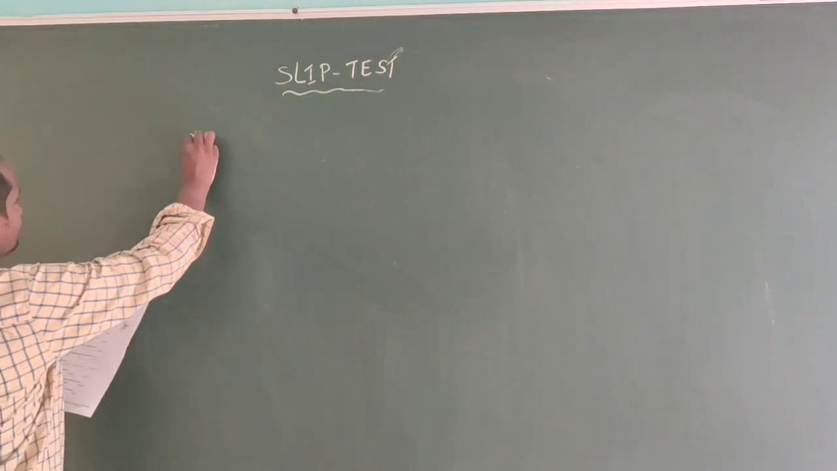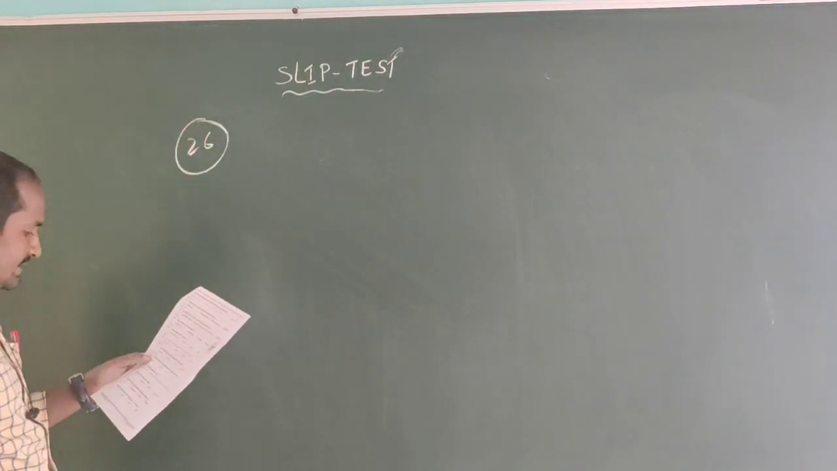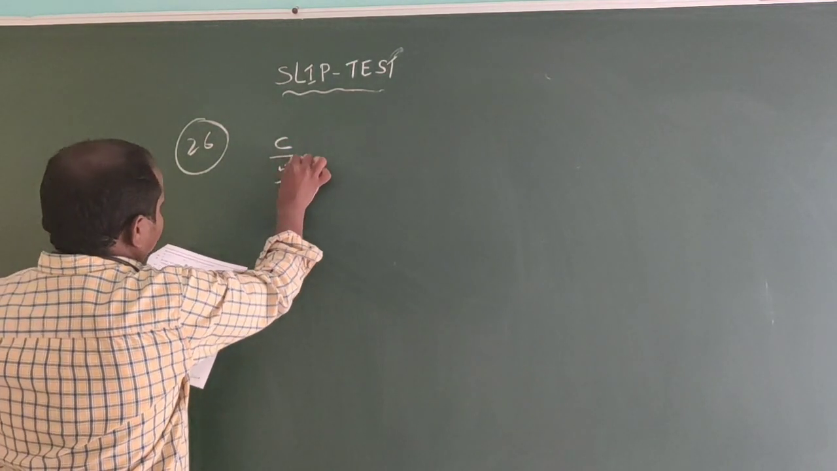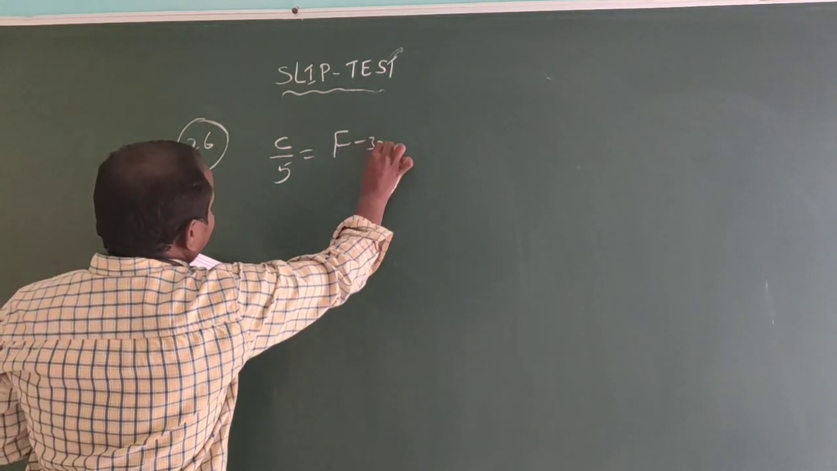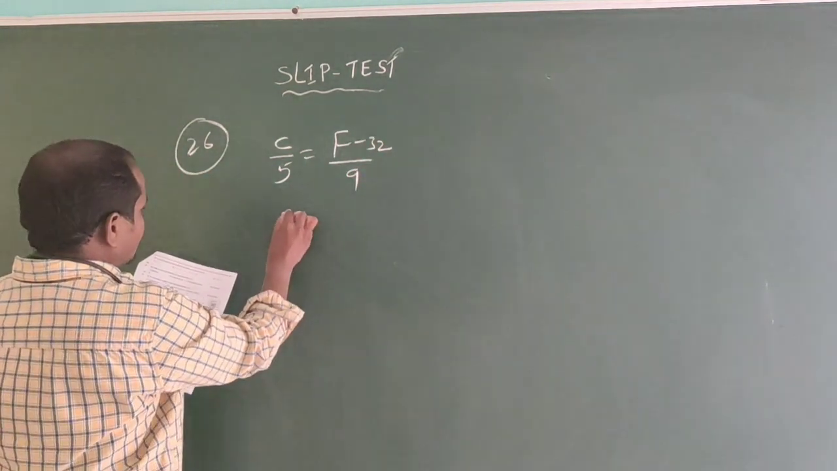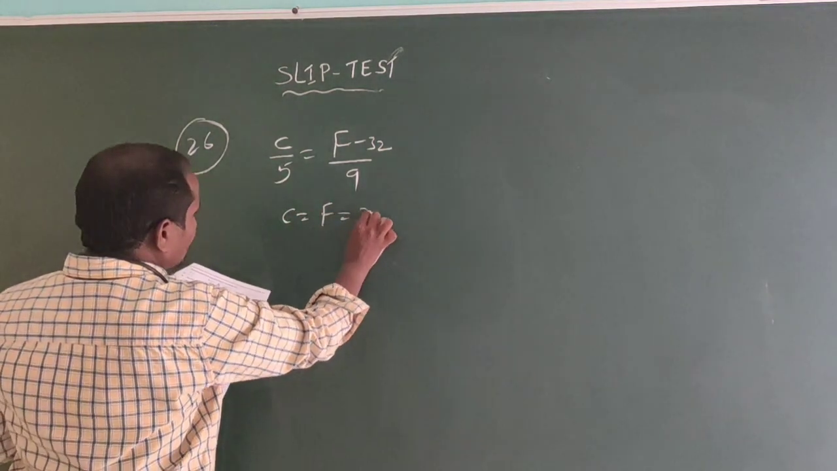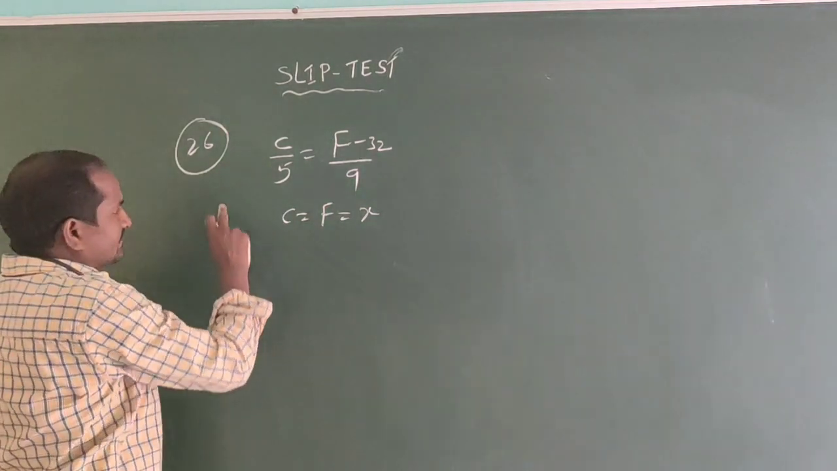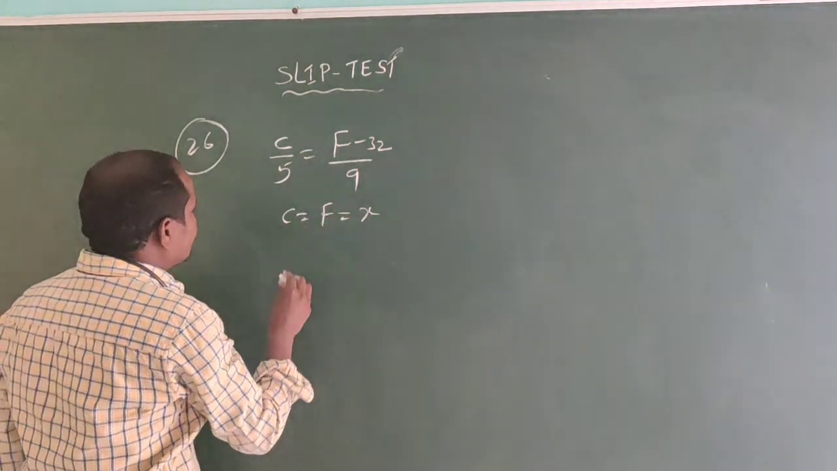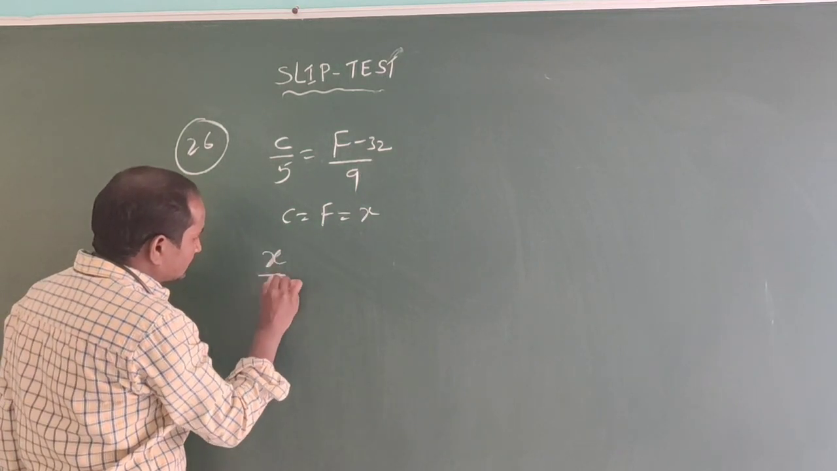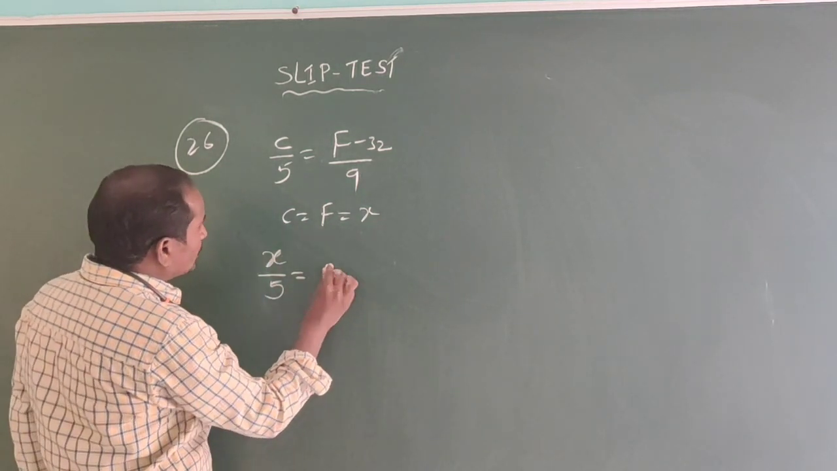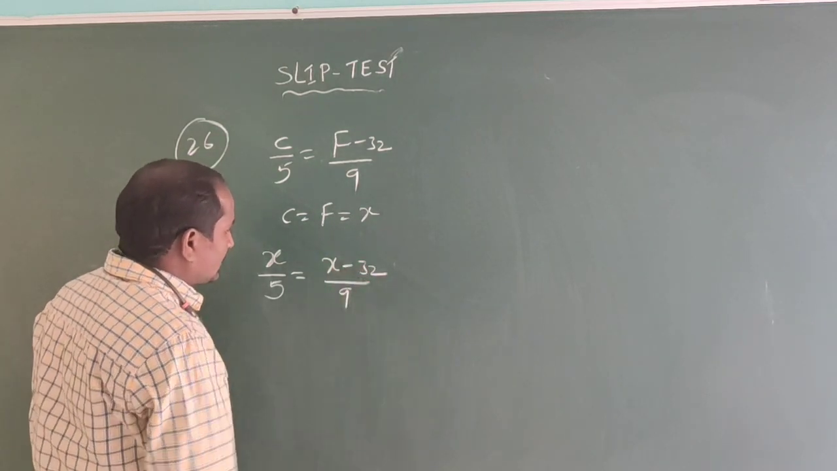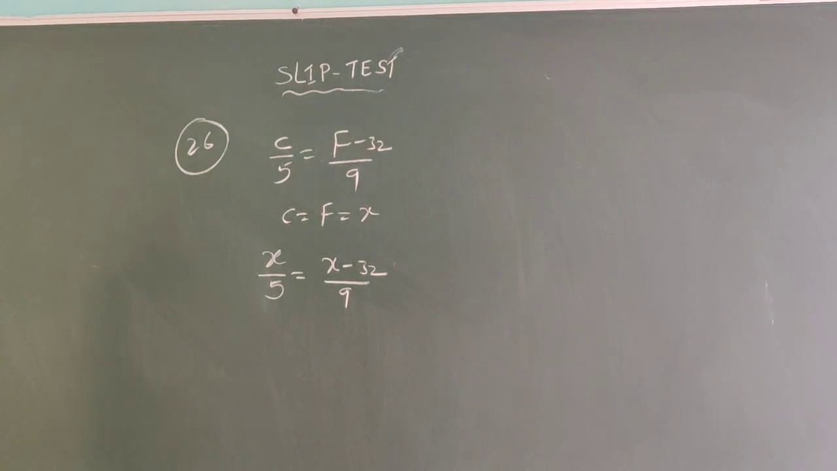26. At what temperature are Celsius and Fahrenheit both the same? C by 5 equals F minus 32 by 9. So here C equals F, let us consider it X. These two are equal, so in the place of C we can write X, and in the place of F we can write X. So X by 5 equals X minus 32 by 9.